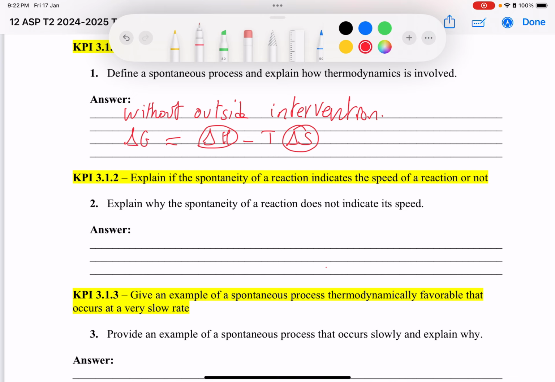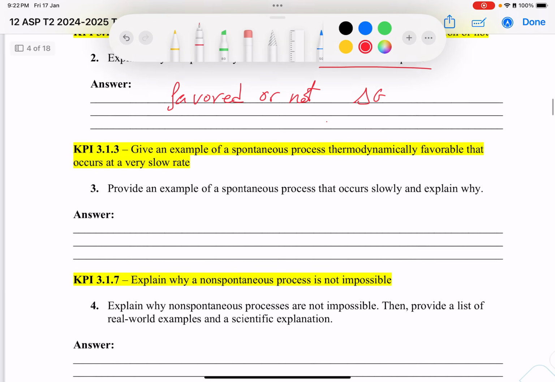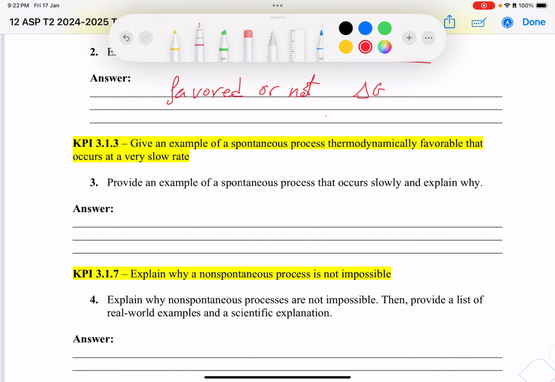Now the next question, why does the spontaneity of a reaction not indicate its speed? Because it only indicates if a reaction is favored or not. That's the sign of delta G. It's not related to kinetics or activation energy, because activation energy will determine if a reaction is slow or fast.